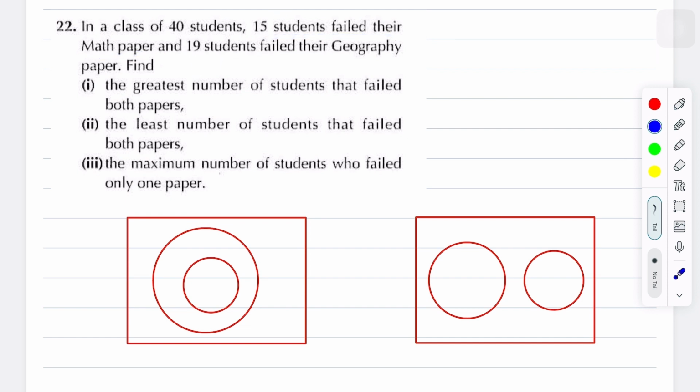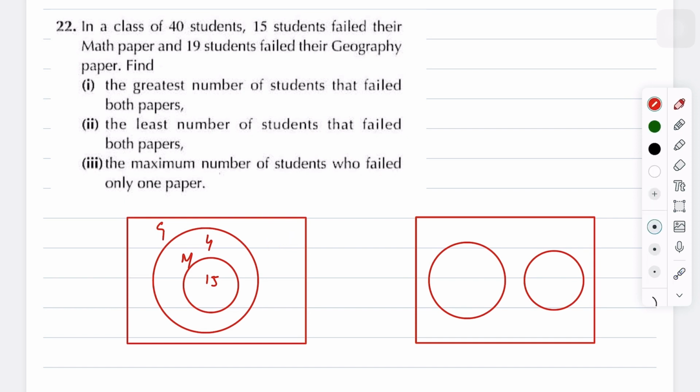The first possibility is you can say this is math and it has 15 students who failed, and there is another paper which is geography and there are 19 students. If 15 students are here, that means 19 minus 15, 4 students failed in geography only. This is your first possibility.